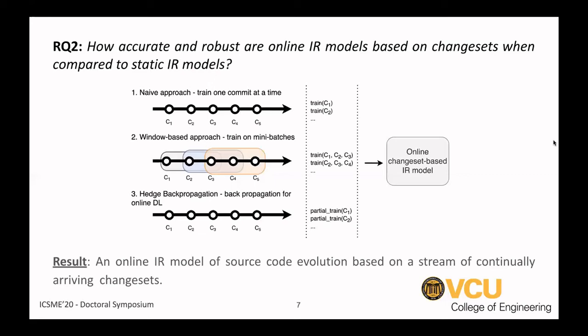Finally, we plan to go full machine learning and try to incorporate hedge backpropagation. This method was created specifically for training online deep learning models, and the main idea is to allow algorithms to decide which hidden layers to turn on or off to achieve better performance. Similarly, as before, we plan to repeat the same experiments as in the previous stage, comparing model performance in terms of accuracy and time. Additionally, for the task of bug localization, we plan to compare to the state-of-the-art methods.